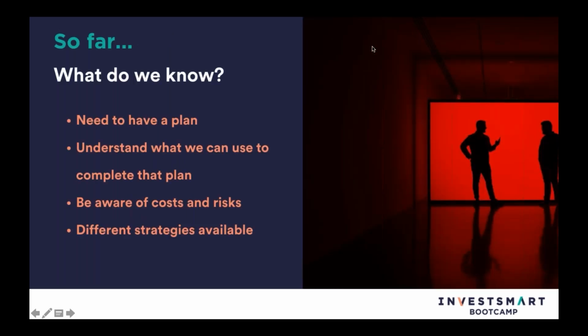So basically, to sum it up, what do we know so far? Well, we know that we need to have a plan. That's probably one of the most important things we need. If we don't have a plan, we don't know where we're going. We also need to understand what we can actually use to complete that plan. So we need to know what kind of investments or assets we can put in there that are going to help us grow, that aren't too risky and that are in line with our time frame.